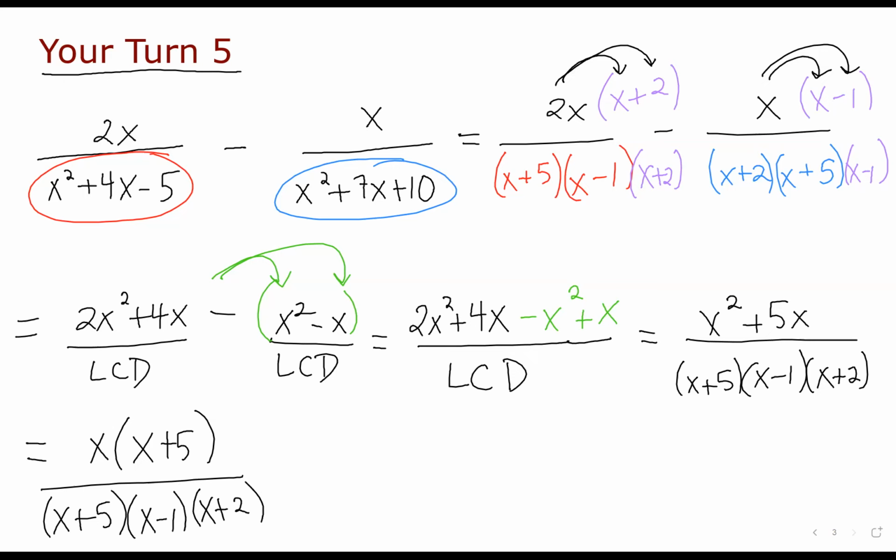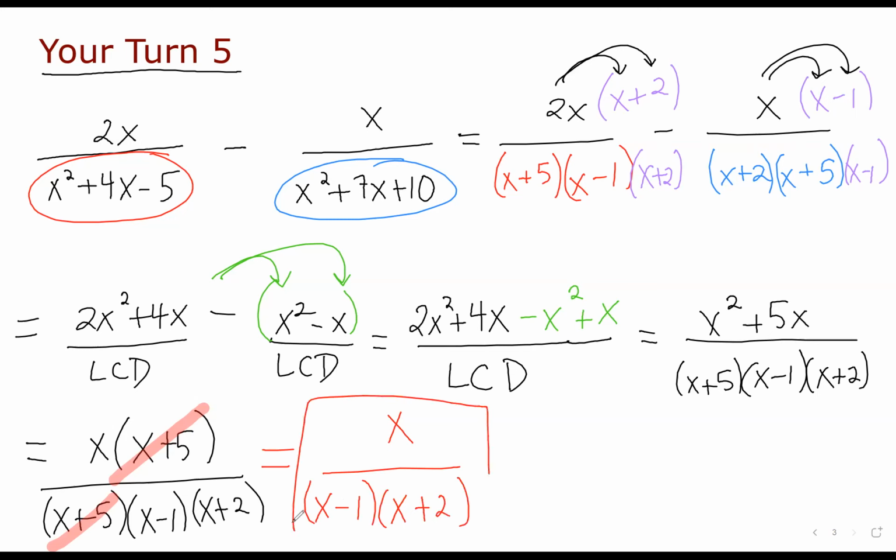Now we can cancel out any common factors that we may have, and we do have one pair of common factors. It's the x plus 5s. We can cancel those out. And that leaves our final answer of x in the numerator over x minus 1, x plus 2. All right. And that is our final answer for the your turn problem number 5.